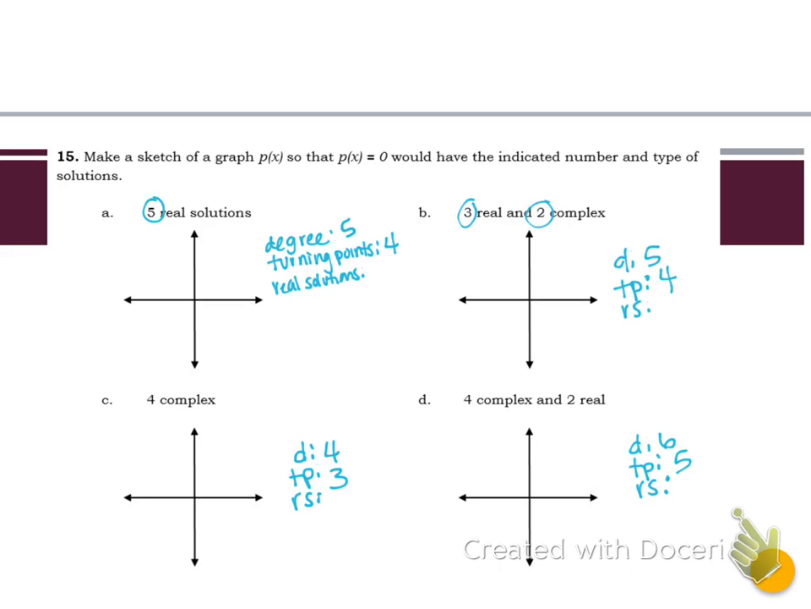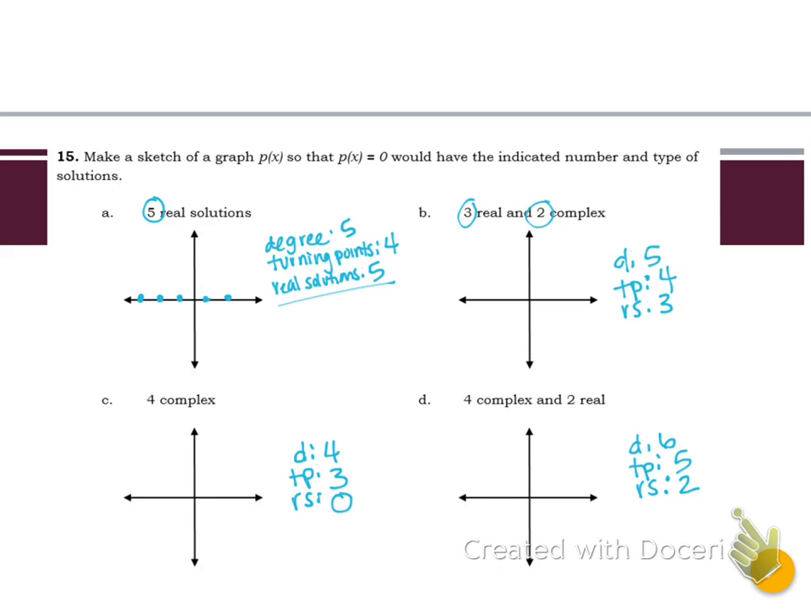Real solutions is how many times it crosses my x-axis. This one should cross 5 times. This one should cross 3 times on my x-axis. This one should cross 2 times on my x-axis. And this one will cross no times on my x-axis. Okay, so this one, I'm going to start with my real solutions. So I should have 1, 2, 3, 4, 5 times where it crosses.